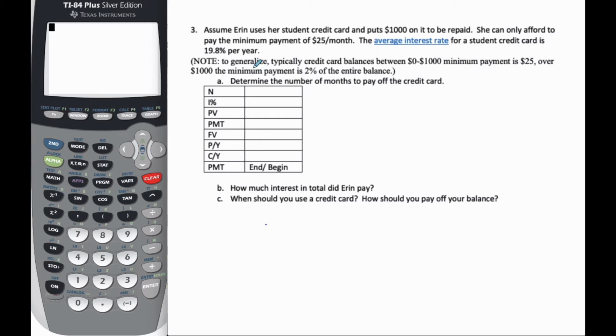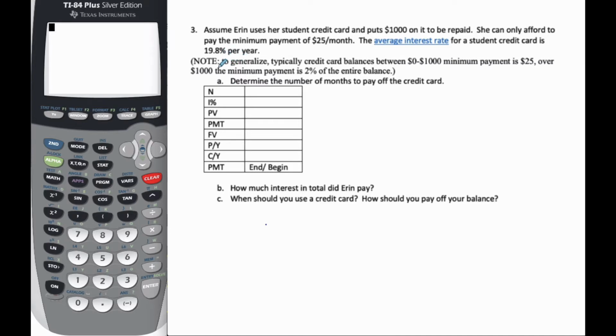Okay, so here we're going to look at amortization, which is paying off loans. And so we have Erin, who uses her student credit card and puts $1,000 on it to be repaid. But she could only pay the minimum payment of $25 per month. And the average interest rate for a student credit card is this much interest per year, 19.8%.